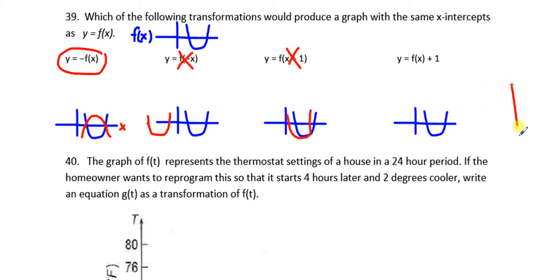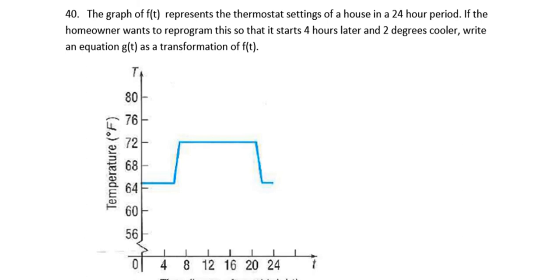If you think about a graph that's right on the x-axis, like the parent function, even this one, when you go up 1, now this one doesn't even cross the x-axis. So this one isn't 1. This is the only graph that's going to keep the same x-intercepts. And the last one, one more transformation problem.